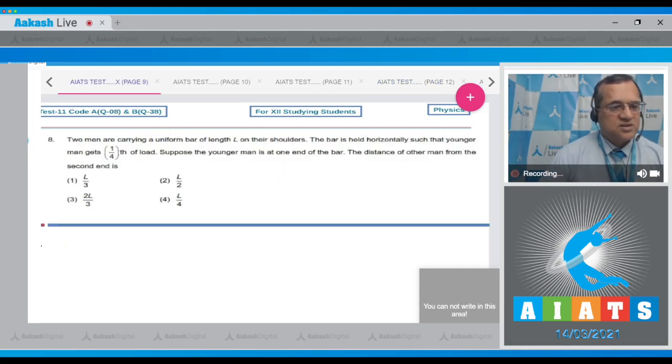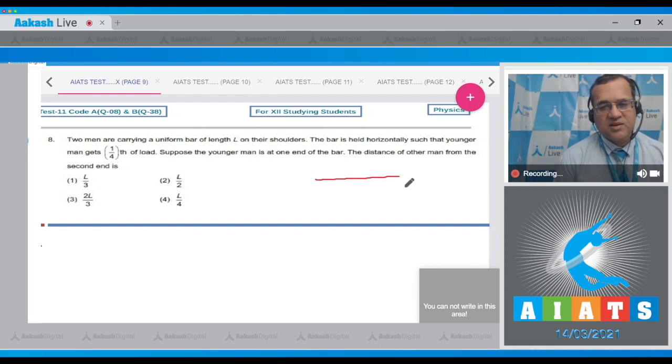Question number 8: two men are carrying a uniform bar of length L on their shoulders. The bar is held horizontal such that the younger man gets 1/4 of the load. Suppose the younger man is at one end of the bar, what is the distance of the other man from the second end?